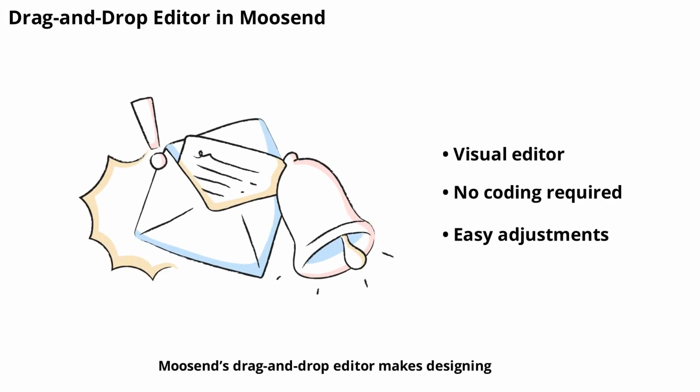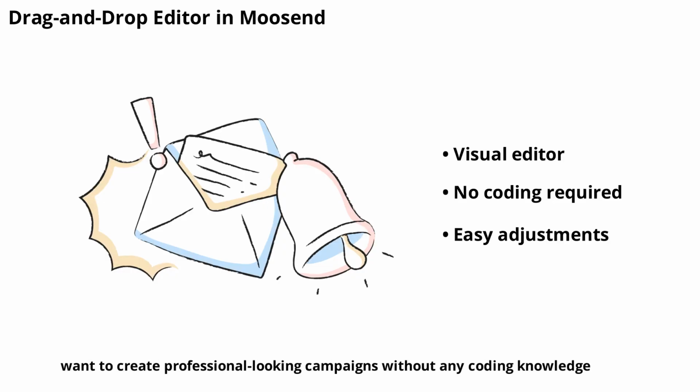Moosend's drag-and-drop editor makes designing emails and automation workflows a breeze. You can add elements like images, buttons, and text blocks with just a few clicks. The visual interface helps you see exactly how your emails and sequences will look, so you can make adjustments on the fly. This user-friendly approach is perfect for those who want to create professional-looking campaigns without any coding knowledge.